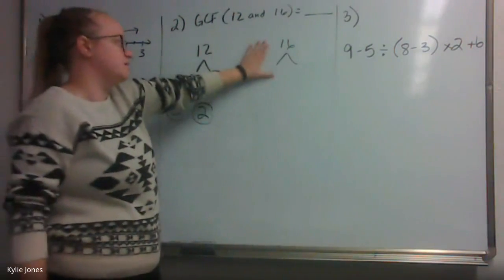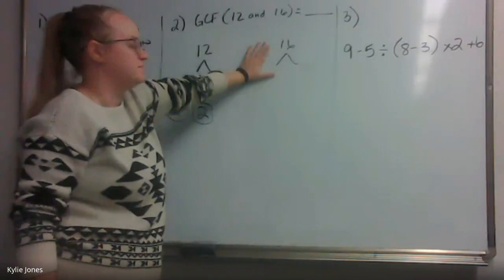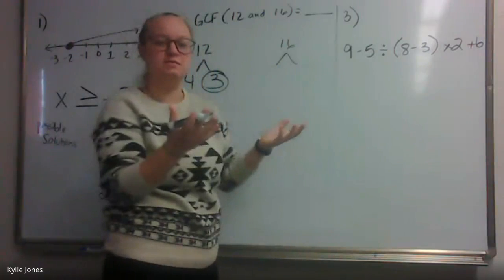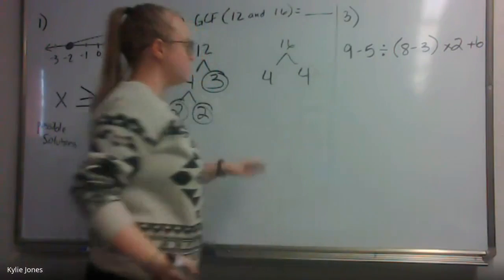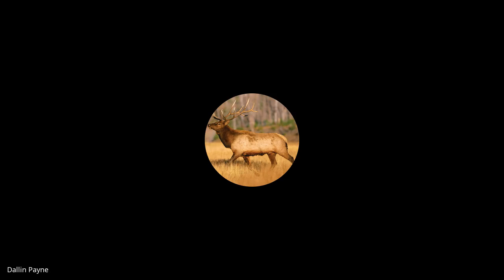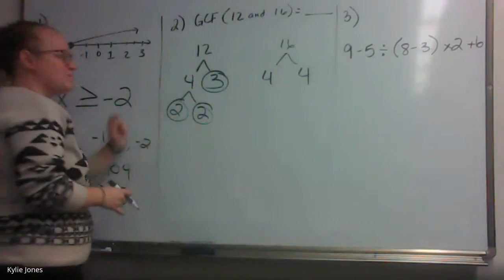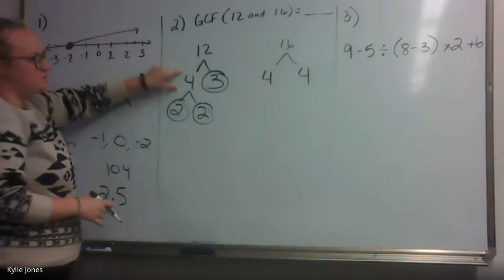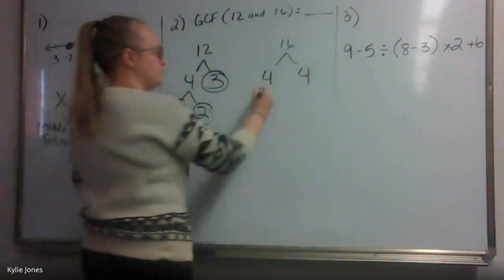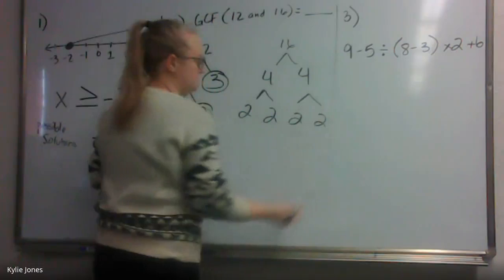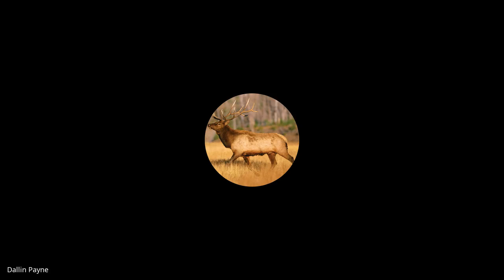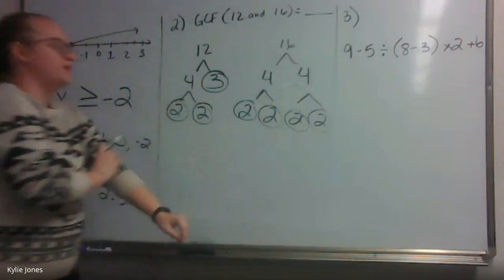So let's look at 16. What numbers multiply to 16? 4 times 4, or 2 times 8. Does it matter? Nope. I'm going to go with 4 and 4. It makes a better tree that way. It looks nicer, huh? We know that 4, we already did this. The only numbers that multiply to it are 2 times 2 and 2 times 2. Do I circle these 2's? Yep. Lots of 2's.